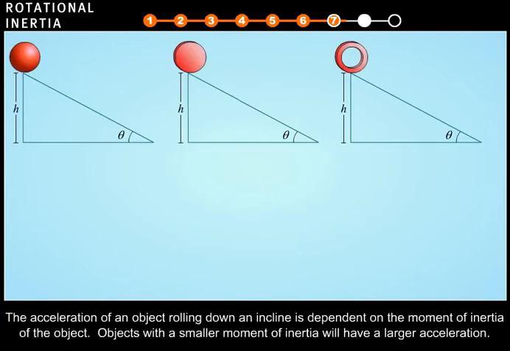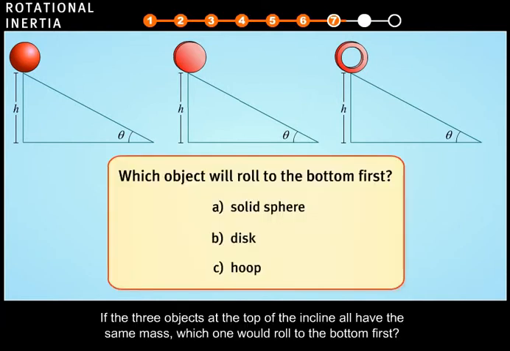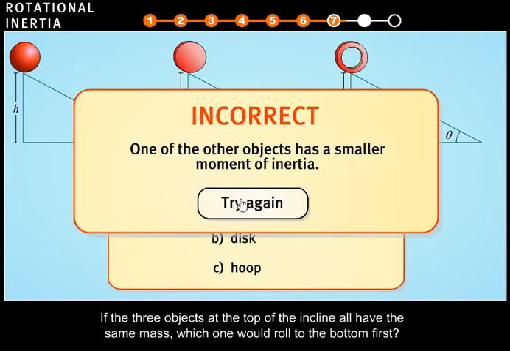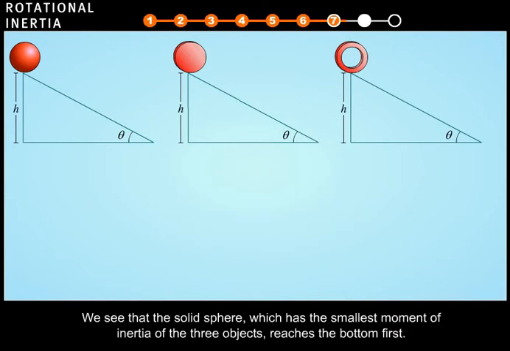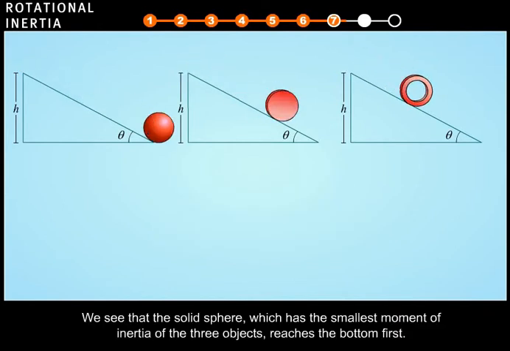The acceleration of an object rolling down an incline is dependent on the moment of inertia of the object. Objects with a smaller moment of inertia will have a larger acceleration. If the three objects at the top of the incline all have the same mass, which one would roll to the bottom first? Incorrect. One of the other objects has a smaller moment of inertia. Try again. Correct. We see that the solid sphere, which has the smallest moment of inertia of the three objects, reaches the bottom first.